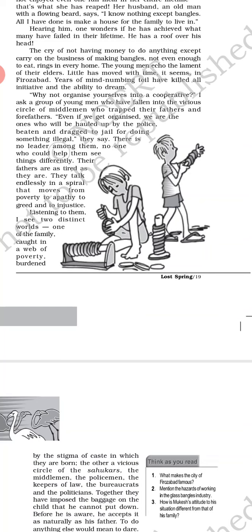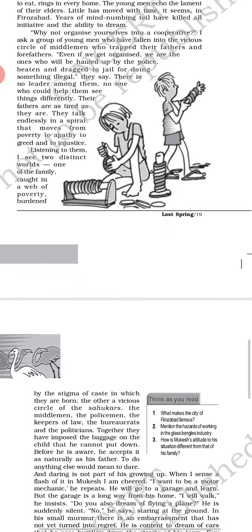It seems in Firozabad, years of mind-numbing toil have killed all initiative and the ability to dream. So they have been working so hard. Toil means hard work. So this hard work has been just like mind-numbing. It has made even the mind of the people numb, senseless. And they have worked so hard that they have lost all the initiative and even the ability to dream. They can't even dream now. They have been working so hard.